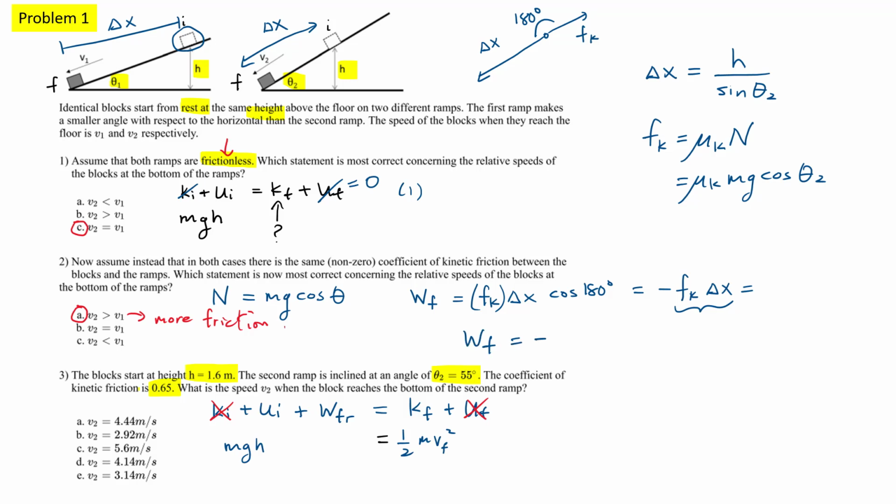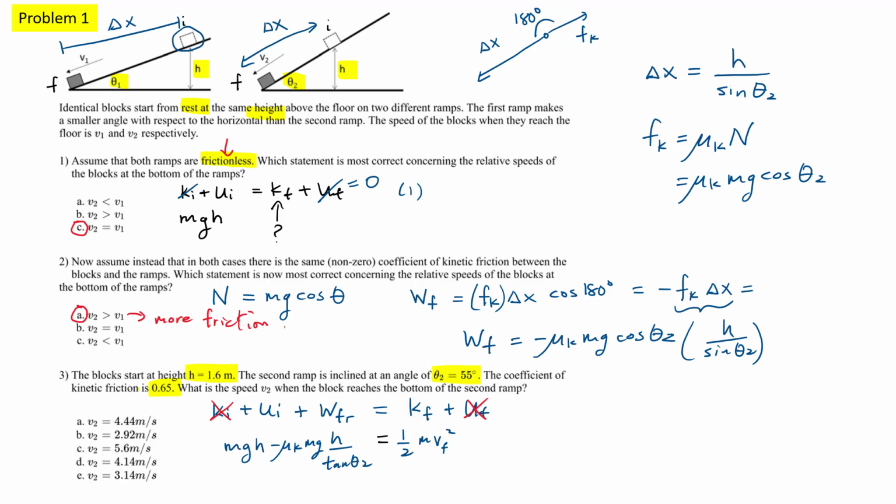So this is what you get. You get minus mu k. The next term is the normal force, mg cosine of theta 2. And now the next term I'm going to substitute is that delta x, that displacement along the ramp, which is simply h divided by sine of theta 2. All right, you can combine that cosine and the sine to have a tangent here in the denominator. But now let's just go ahead and maybe substitute this whole term right here. So it's minus mu k, mg, and then h divided by tangent of theta 2.